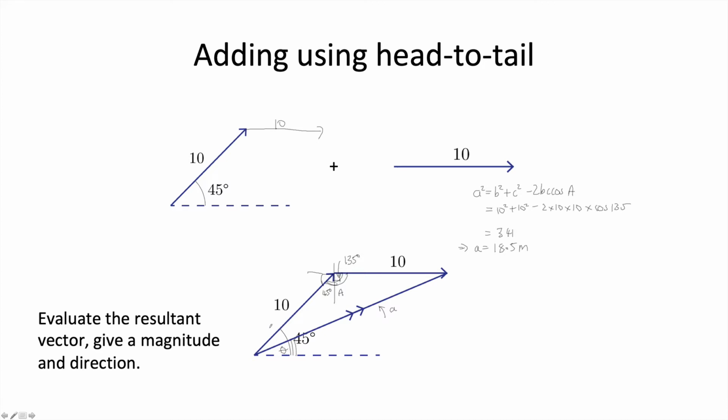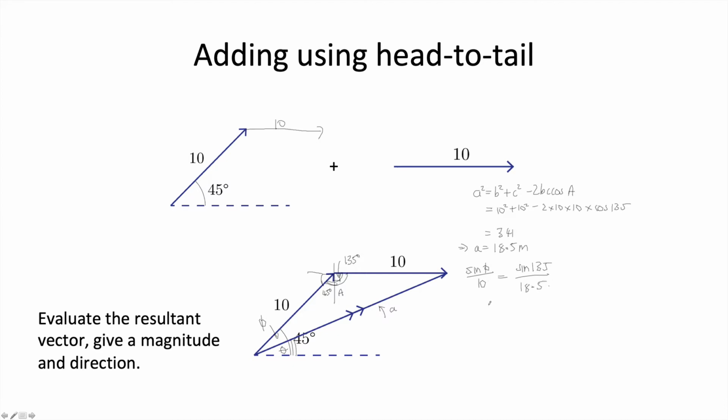Well, what we can do is we can work out what this angle in here is. Let's call that one phi, and we can use our sine rule. So we can say, sine phi over the opposite, which is 10, is equal to this one. This is our angle A, which is 135, over A, which we've now worked out.